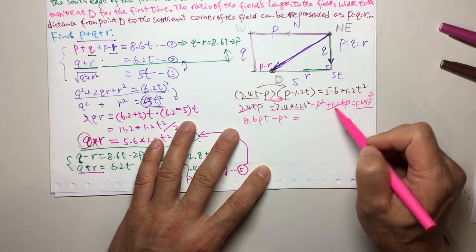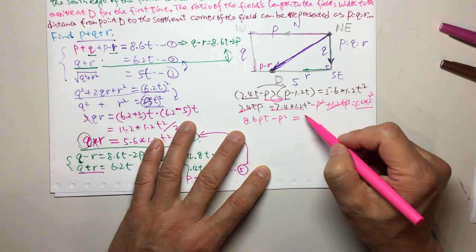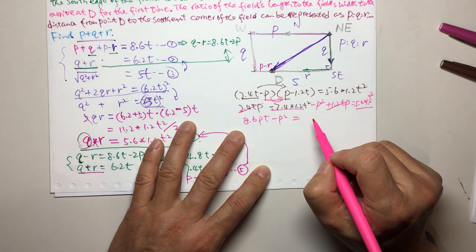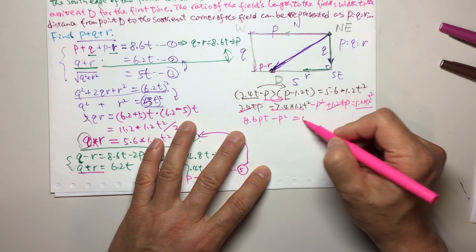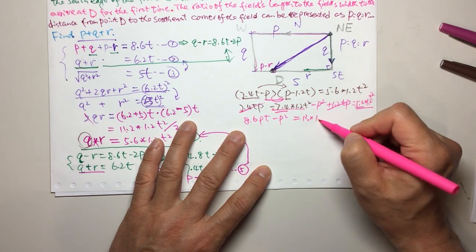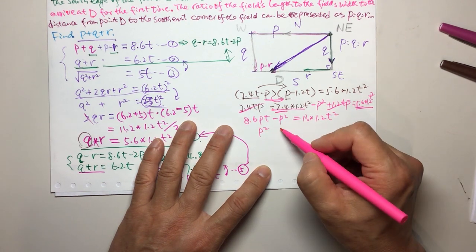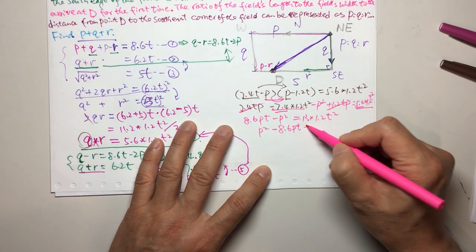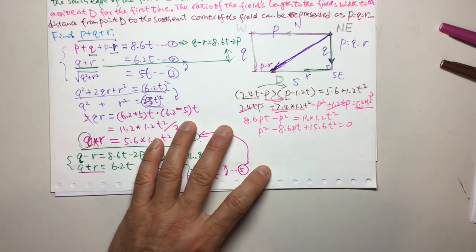So this is 8.6PT, and 7.4 plus this one, 5.6, is 13, times 1.2T squared. And we got P squared minus 8.6PT plus 15.6T squared equals 0.